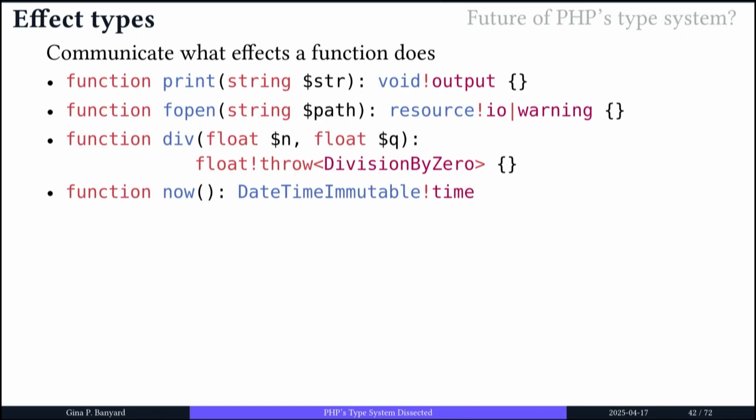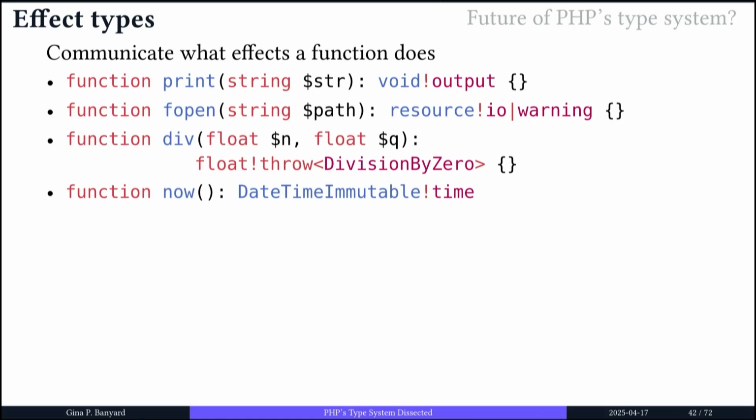Effect types. I find this very cool. I learned this last year at another conference, a summer school type thing. Instead of just having what type your function returns, it also tells you what effects it has. For example, print would have the effect of outputting something to your screen. fopen has the effect that it does some I/O, but also that it might emit a warning if the file couldn't be found or you can't open it for various reasons.